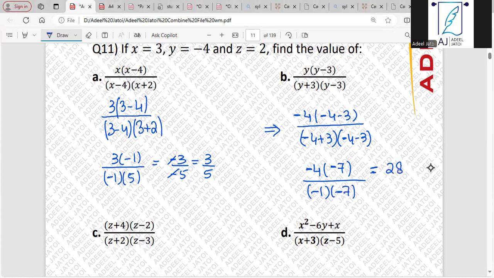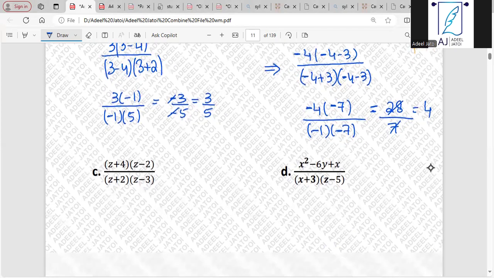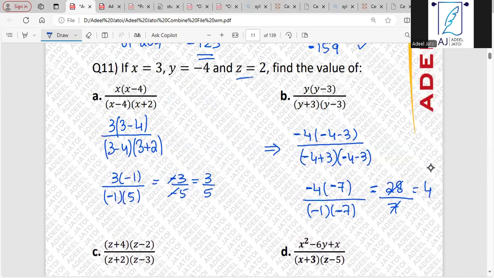28, because 7 fours is 28, and negative negative is positive. Upon this would be what? 7. So can we cancel this out? The answer for this would be 4. Let's just move to Z. The value of Z was what?